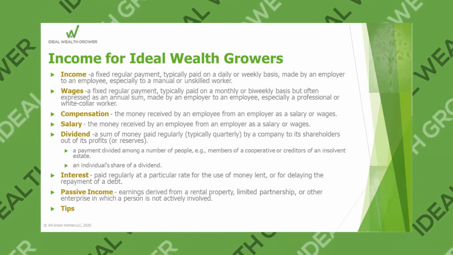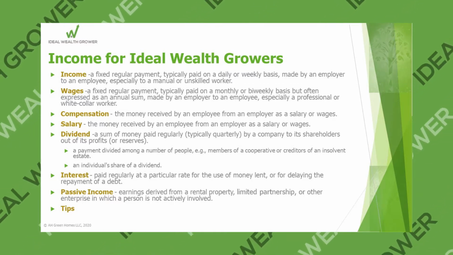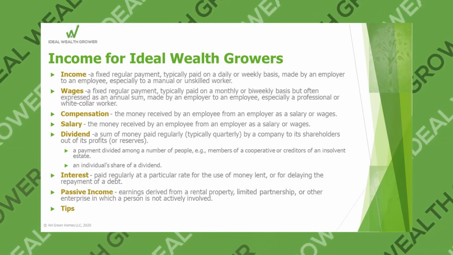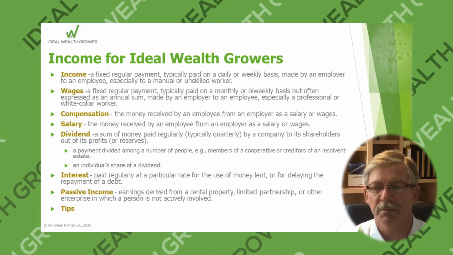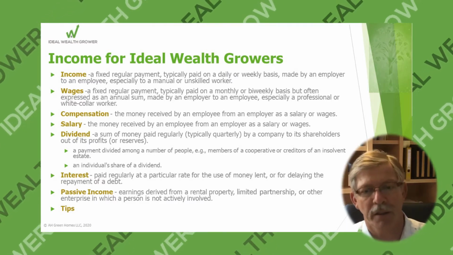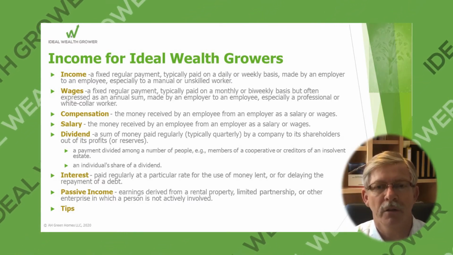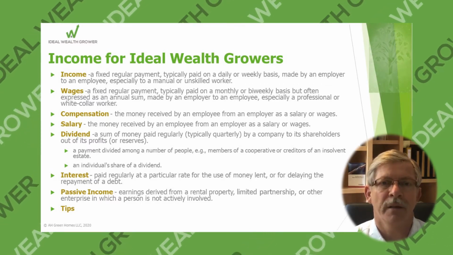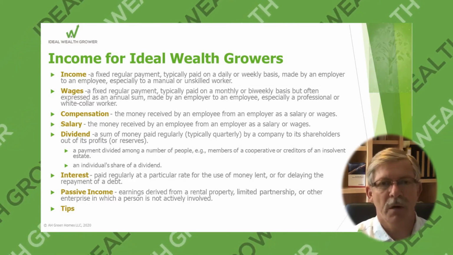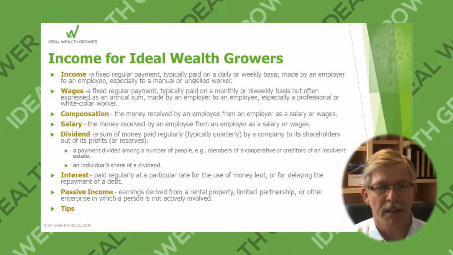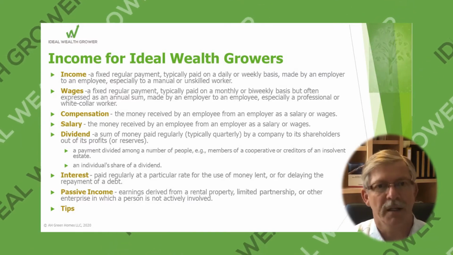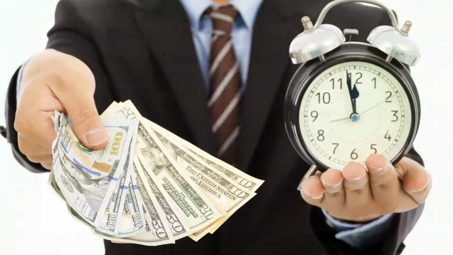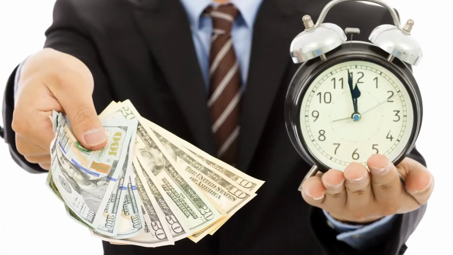If we start with the regular term income, how is it actually defined? The dictionary says it's a fixed regular payment, typically paid on a daily or weekly basis, made by an employer to an employee, especially to a manual or unskilled worker. What it doesn't say here is that it is typically associated with somebody spending a certain amount of time for a certain amount of money. So you're basically trading time for money, and the time has an associated value. Something like, okay, I work for $20 an hour or $25 an hour.